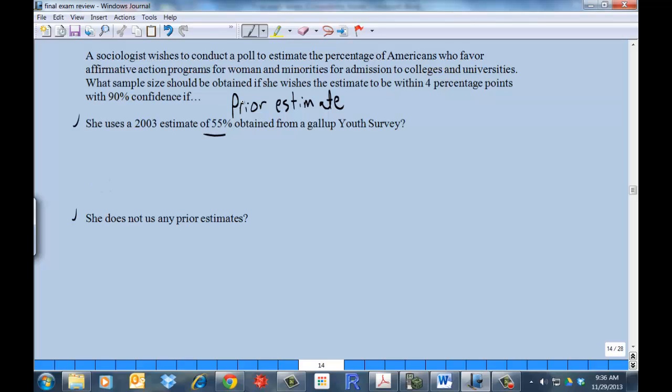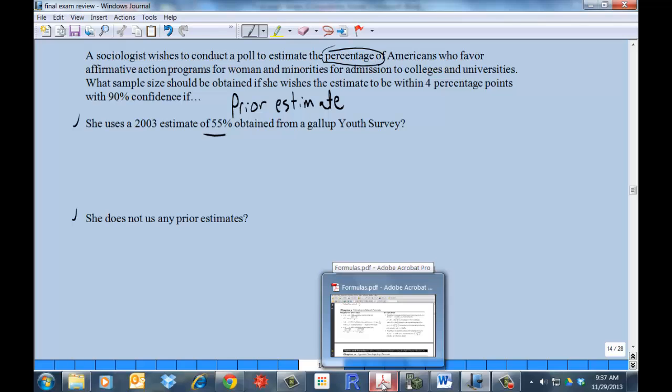Okay? Now, the first thing you want to do is just figure out if you're finding the sample size for estimating the percentage, which we are in this case, or the mean. And the question is fairly clear here. It says a sociologist wishes to conduct a poll to estimate the percentage of Americans. If it said something like to estimate the mean, then we would use a different kind of formula. So let me go over here and show you the two formulas that you want to focus on.